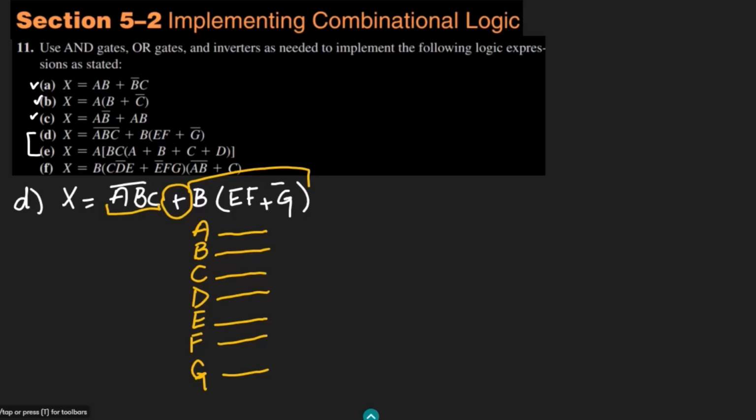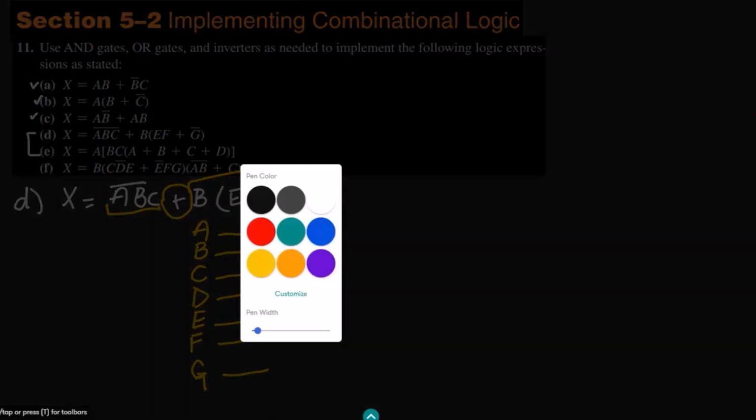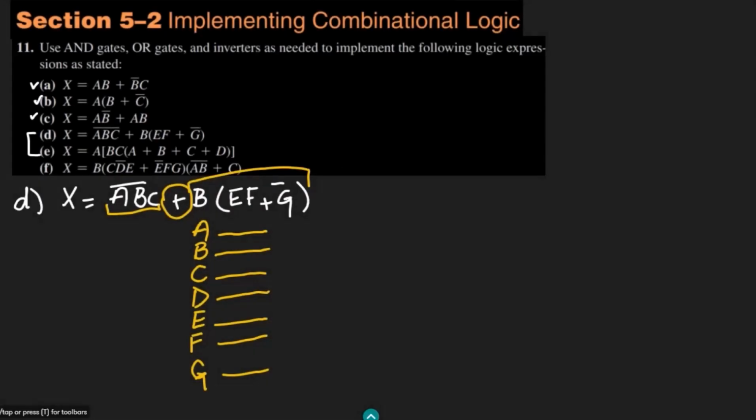So here I have ABC and the complement of it. So let me use this first gate, and that is the AND gate here. The first input is here, the second is here, and the third one is here. So the input to it is A, B, C. And what I will have here is A, B, C.